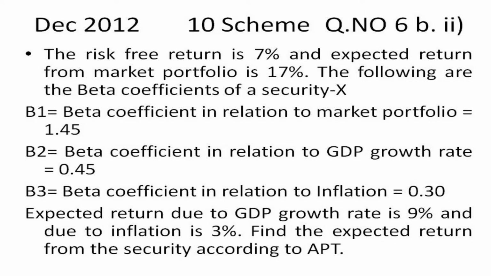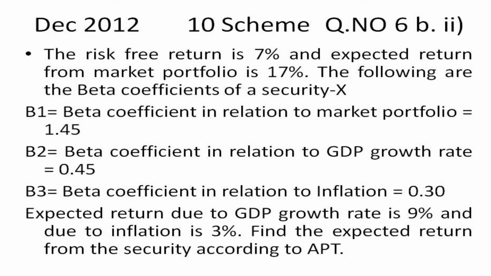The risk-free return is 7% and expected return from the market portfolio is 17%. The following are the beta coefficients of security X. Beta 1 is the beta coefficient in relation to the market portfolio, which is 1.45. B2 is the beta coefficient in relation to GDP growth rate, which is 0.45. B3 is the beta coefficient in relation to inflation, 0.30. Expected return due to GDP growth rate is 9% and due to inflation is 3%. Find the expected return from the security according to APT, that is Arbitrage Pricing Theory.